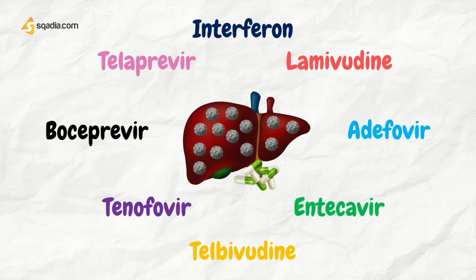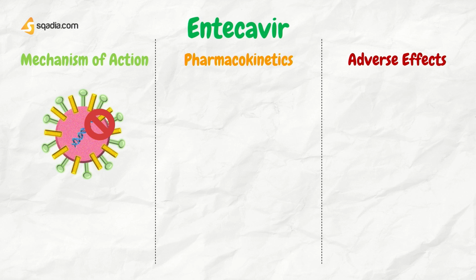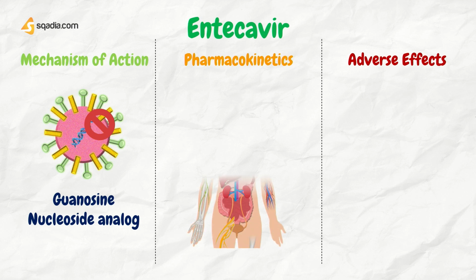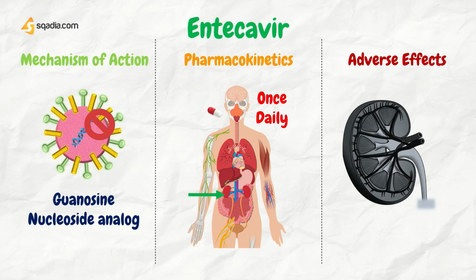So next is entecavir. Entecavir is a guanosine nucleoside analog for the treatment of hepatitis B infections, and it is effective against lamivudine-resistant strains of HBV as well. And the drug is primarily given orally, with once daily dosing due to a much longer half-life, and it is excreted via the kidney. Adverse effects include renal toxicity due to concomitant use.